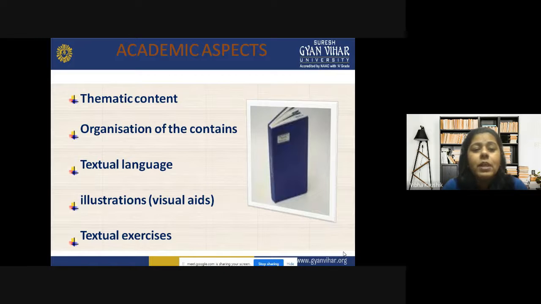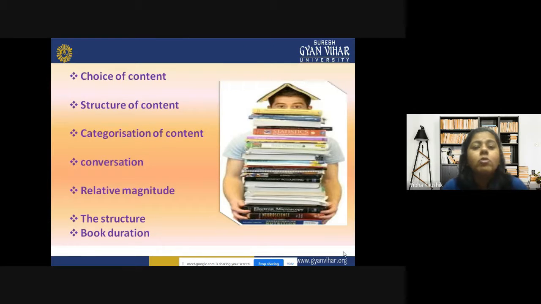Academic aspects: thematic content, organization of the contents, textual language, illustration, visual aids, textual exercises. Now, choice of content, structure of content, categorization of content, conversation, related magnitude, the structure, and the book duration.